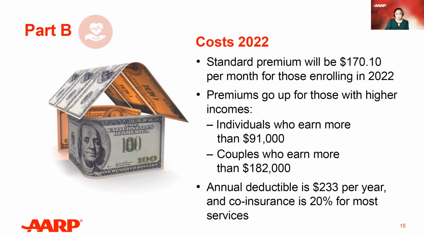The cost for Part B in 2022, the standard premium is $170.10 per month for those enrolling in 2022. Premiums do go up for those with higher incomes. Individuals who earn more than $91,000 a year, or couples earning more than $182,000 a year, will pay premiums based on their income. The annual deductible for Part B is $233 per year, and coinsurance is 20% for most services.